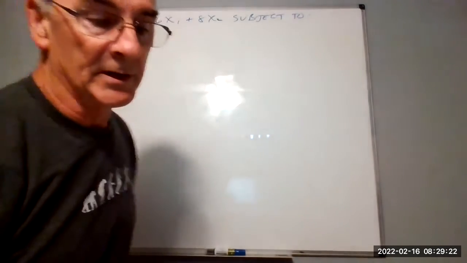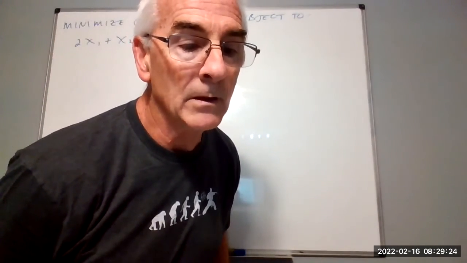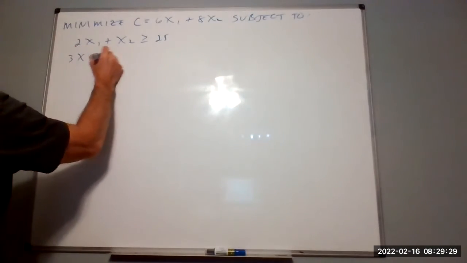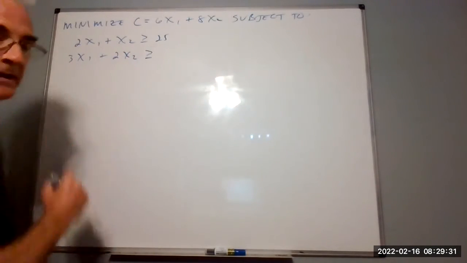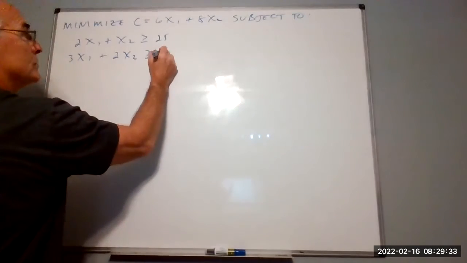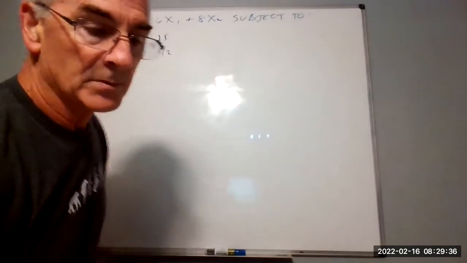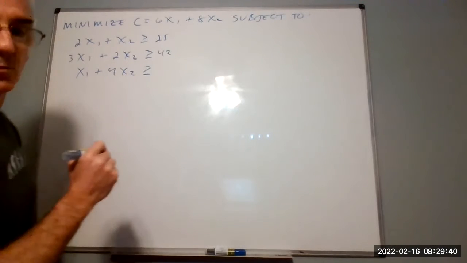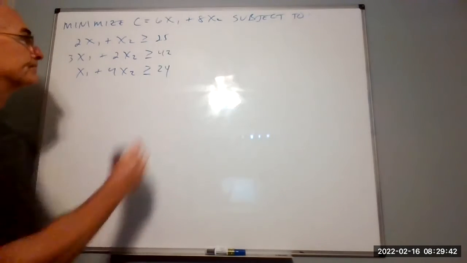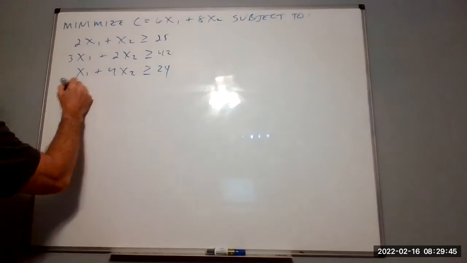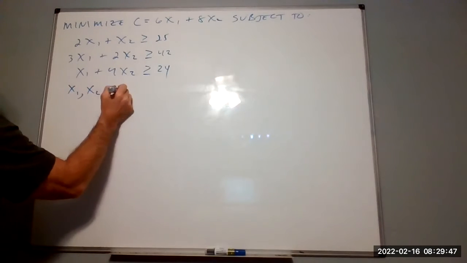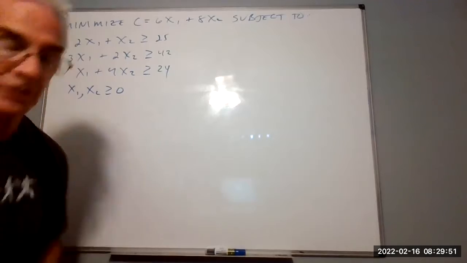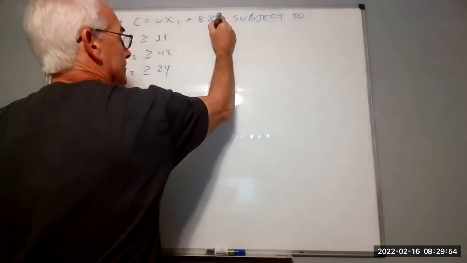Make sure I can read my own writing here. Hold on. 3x1 plus 2x2 is greater than or equal to 42. x1 plus 4x2 is greater than or equal to 24. And of course, like before, x1 and x2 are non-negative. So this creates a picture. I'm going to go ahead and draw it.